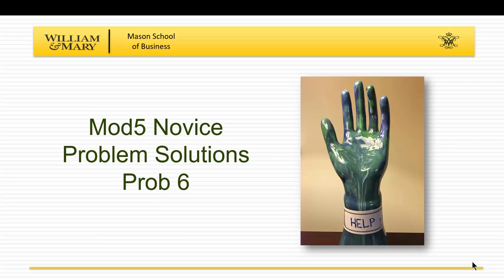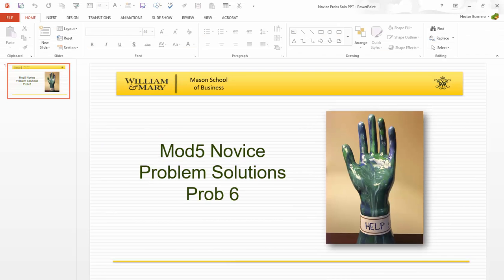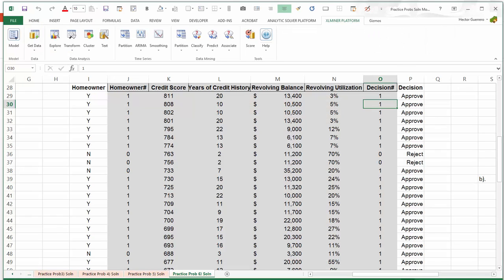Hi folks, we're back in Mod 5 Novice Problems. We're going to look at problem number 6. Number 6 is a classification problem that we're going to work with the Excel Miner software. So let's get out of here. Let's go to our practice worksheet or novice worksheet.